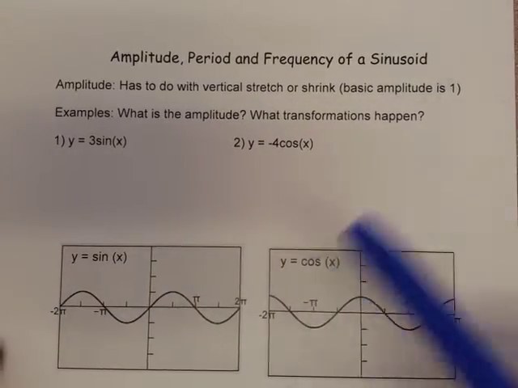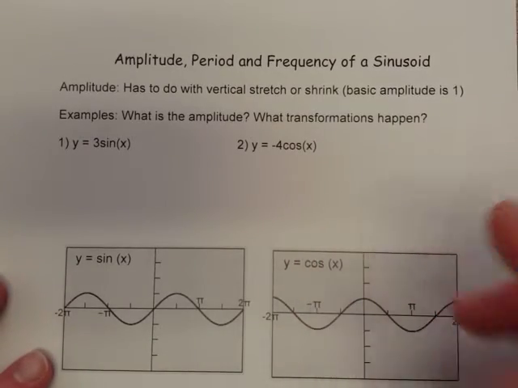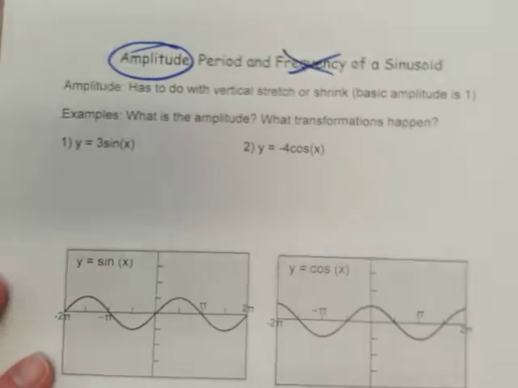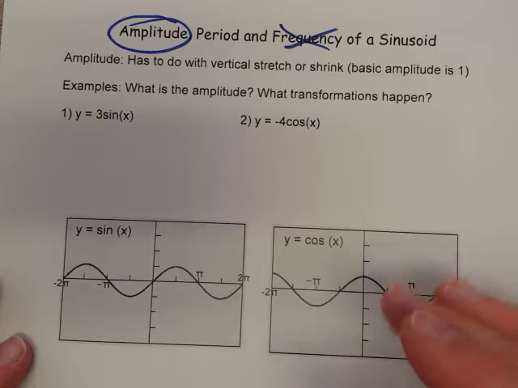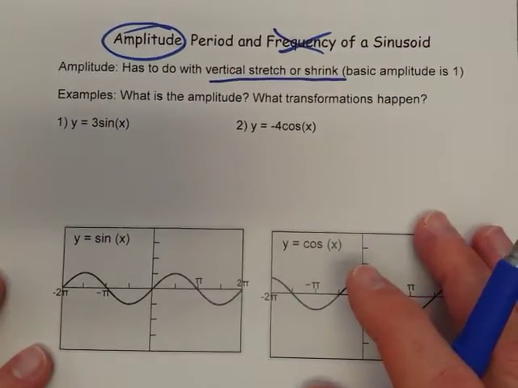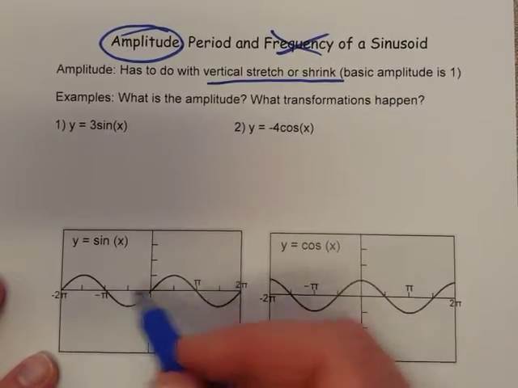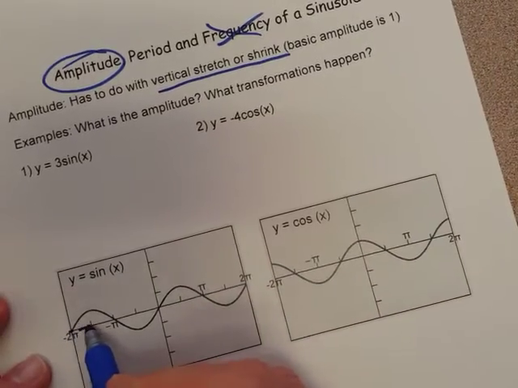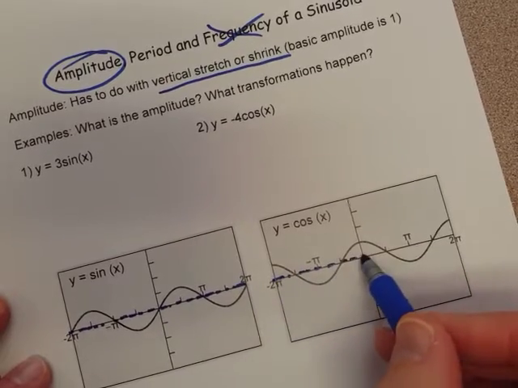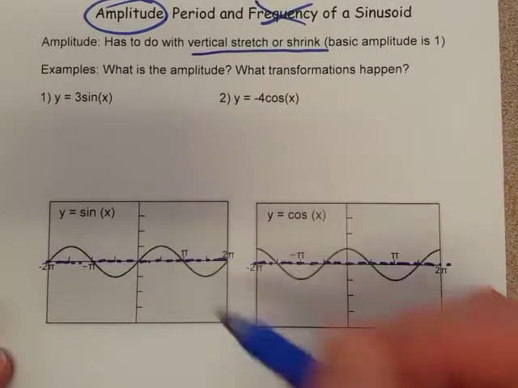As I mentioned in the last example, we're in 4.4 day 1, and we're talking about amplitude, period, and not really frequency. But in this case, I just want to focus on amplitude for this example. Amplitude has to do with vertical stretch or shrink. Now, I told you in the last example that the basic amplitude is 1, so that's half of the distance. If I think about the center of this graph, a dotted line just going through the center of each of these graphs, then the amplitude is going to be how far away can I get from that.